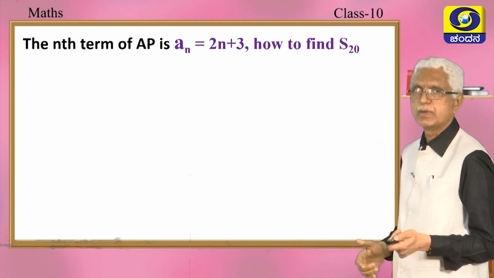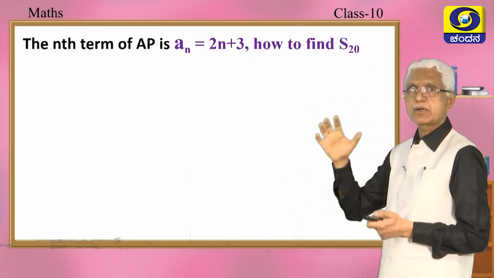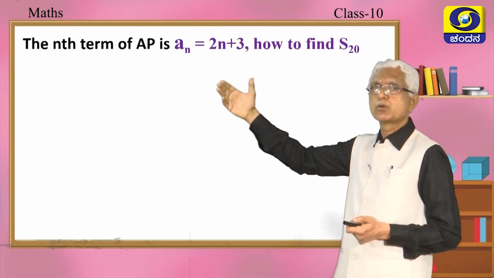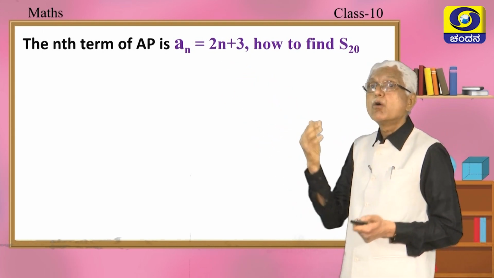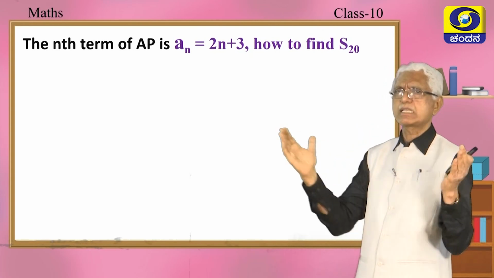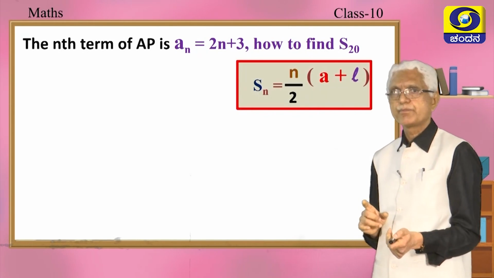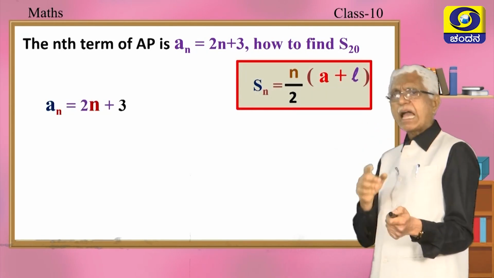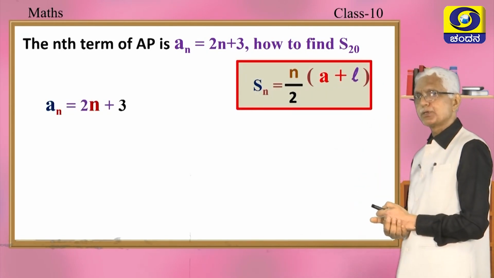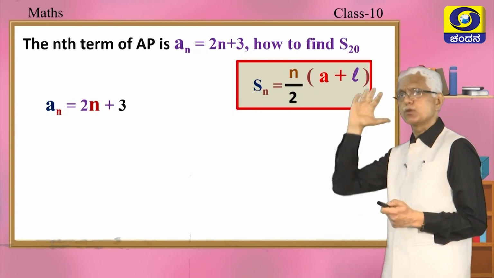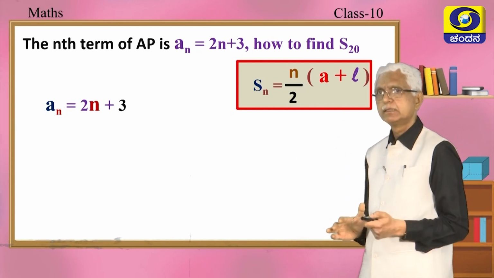Please check this problem. The nth term of an AP is a_n equal to 2n plus 3. How to find S20? You want to find the sum of the first 20 terms. The nth term is what they have given you, correct? Say I want to use the formula n by 2 into (a plus l). Let us see what happens.